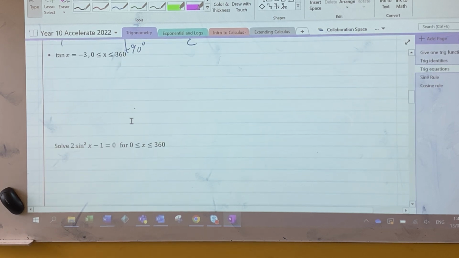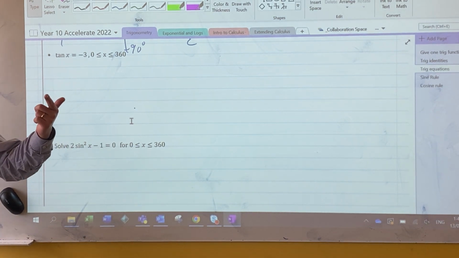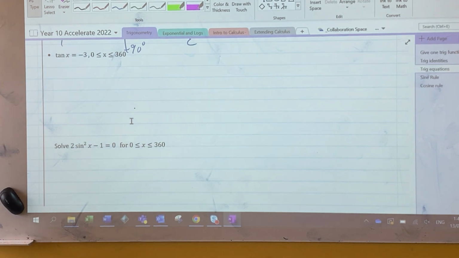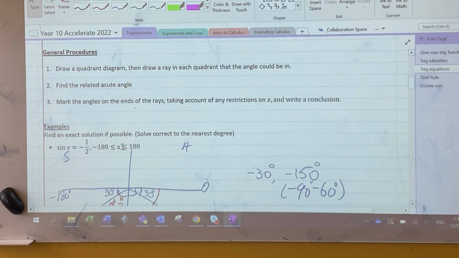Okay, next one. Tan x equals minus 3. I'll do the same thing, right? And it says x is between 0 to 360. Usually x is between 0 to 360. But in other questions which we have already seen, 0 to 720, minus 180 to 180, that's the time we'll have to be more careful.